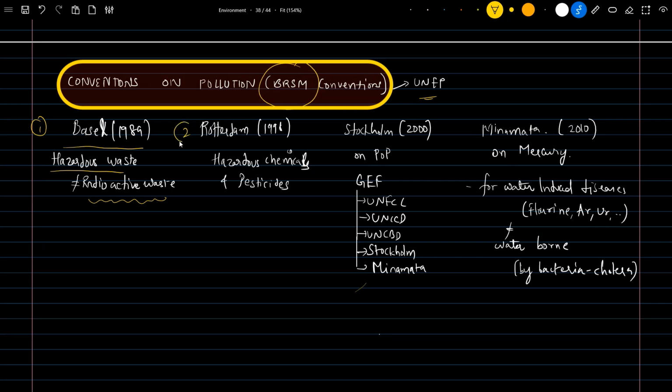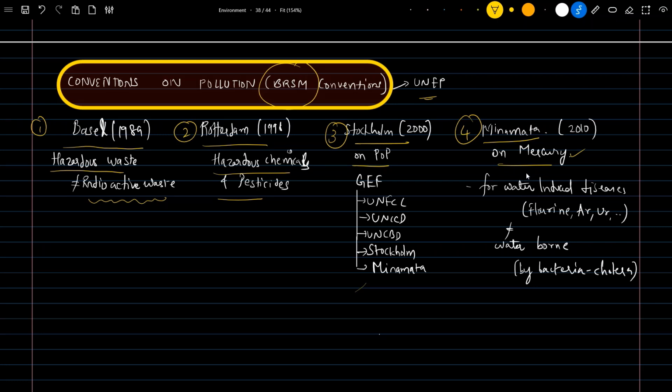Next is the Rotterdam Convention. It deals with hazardous chemicals and pesticides. Third is the Stockholm Convention. It is related to persistent organic pollutants. And the fourth one is the Minamata Convention. It is related to mercury pollution, so pollution because of mercury.